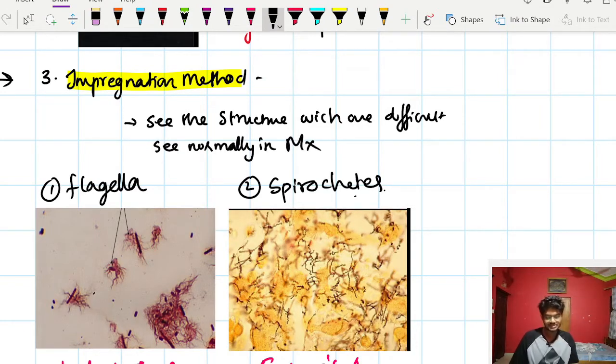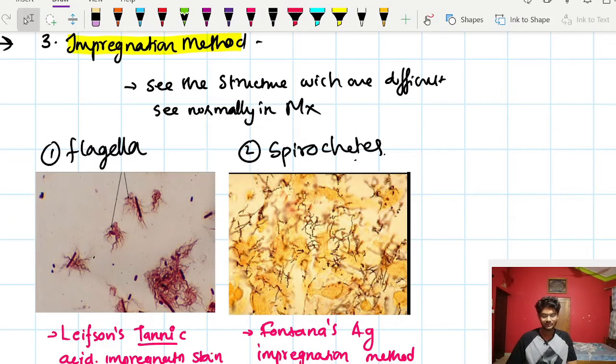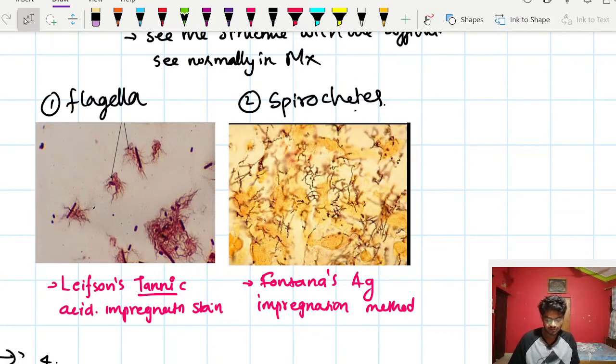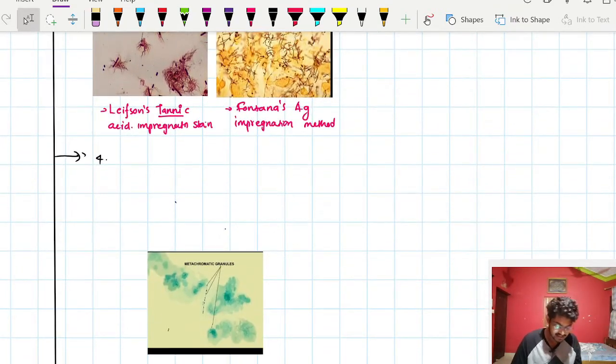Which are difficult to see normally in a microscope. So in order to see them under a microscope we impregnate them with tannic acid or silver. So this is the impregnation method. Then our fourth method is special staining technique.